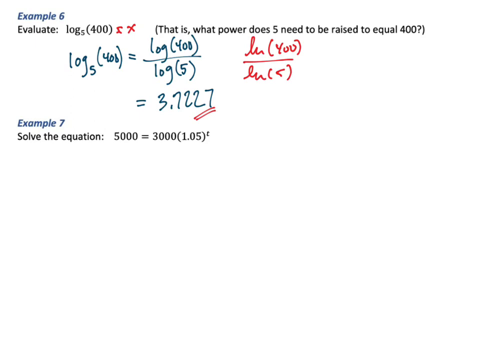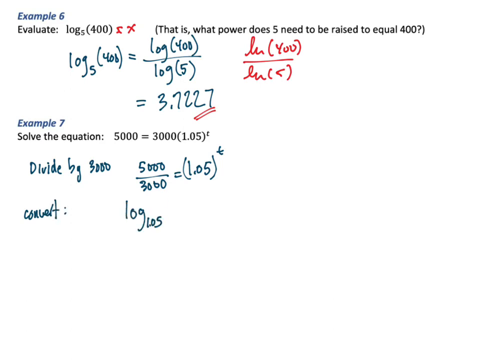So example 7, if we wanted to solve that equation, what do we need to do first here? Probably divide by the 3,000 there, because we want to isolate the exponential part, 1.05 to the t. So 5,000 divided by 3,000 is 1.05 to the t. From here, we can convert into log form. So we've got log base 1.05 of 5/3. Now, what I did here is I reduced our 5,000 over 3,000, got rid of the zeros and just called it 5/3. So now I've got log base 1.05, which was our base on our exponential here, of 5/3 equals t.